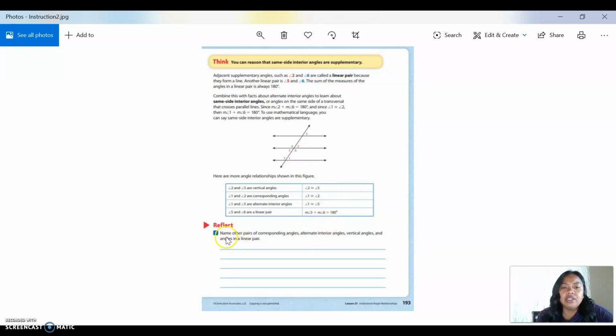And so the last part says, name other pairs of corresponding angles, alternate interior angles, vertical angles, and angles in a linear pair. So you're just telling me more, not just these ones here. Give me additional examples of corresponding angles, alternate interior angles, vertical angles, and angles that are in a linear pair. Go ahead and work on these on your own.